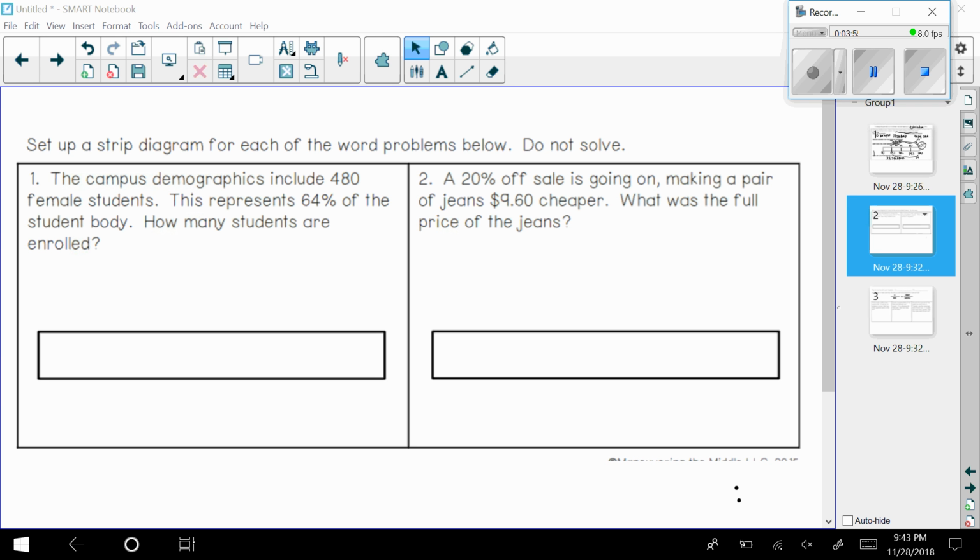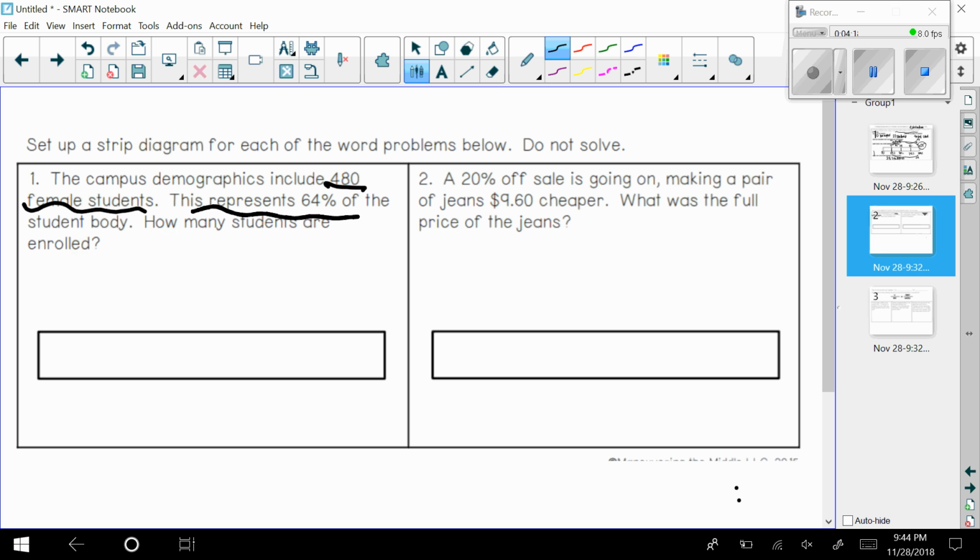Okay, so now we're going to practice just setting up a strip diagram. What does that look like? This first one says, the campus demographics include 480 female students. Remember, that word demographic just means like what's the makeup, right? So we have 480 females. That number represents 64% of the student body. So it wants to know now, how many students are enrolled?